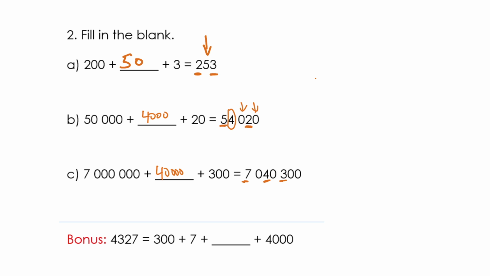This one here is not written in order, but we can match the numbers here. We have 4,000, we have 300, and we have 7. So we're missing the 2 in the tens column, which is 20.